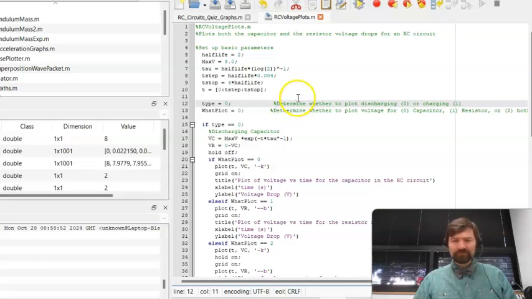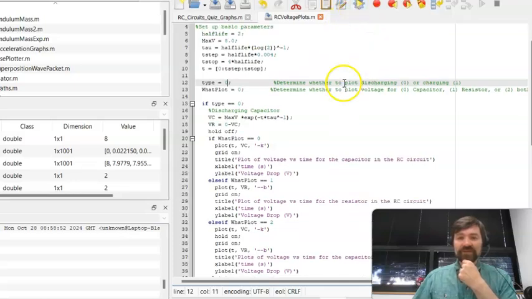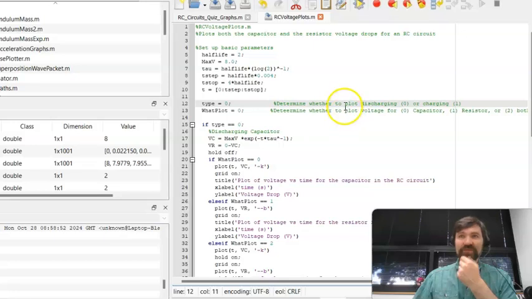Today's video, the main difference is that I have fewer plots that are being generated, just simply voltage, and everything is now generated rather in terms of the half-life rather than tau. And we can look at a little bit of both as time permits. So basically what this code does is it lets me declare, do I want to see the voltage on the resistor, on the capacitor, or both? And it lets me declare whether I want to have a charging or a discharging circuit. So that's what these two lines are doing.